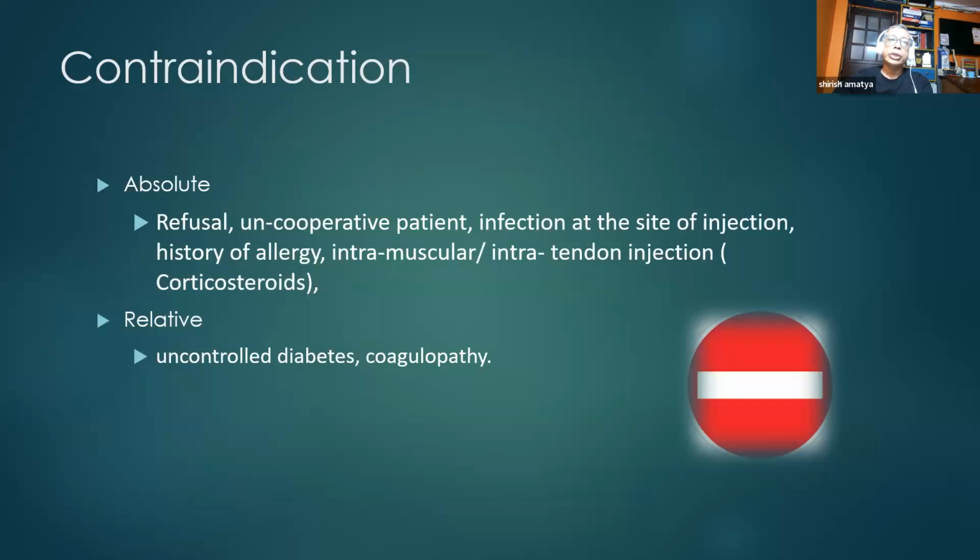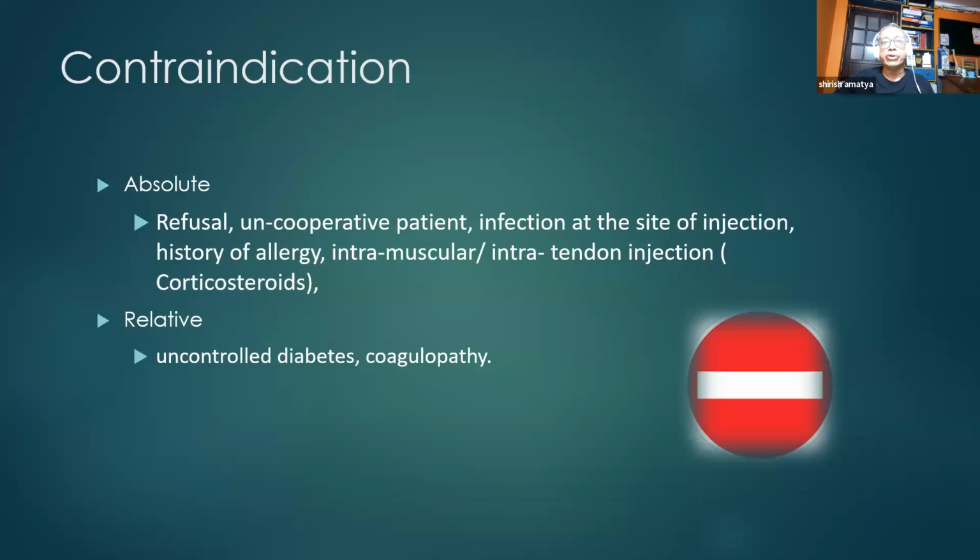As we all know, contraindications should also be known to us, as they tell us where not to inject and where to inject. So the absolute contraindications for all of the injections we are doing for musculoskeletal ultrasound, or even in other settings, are refusal of the patient, an uncooperative patient, and infection at the site of injection. Another contraindication, especially for corticosteroid, is that intramuscular or intratendinous injection is absolutely contraindicated.